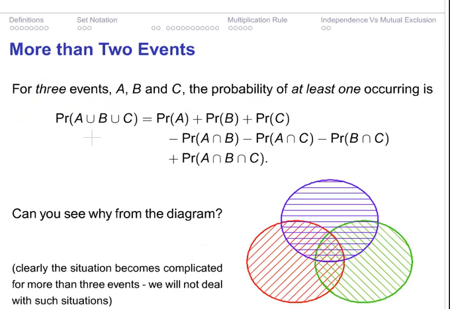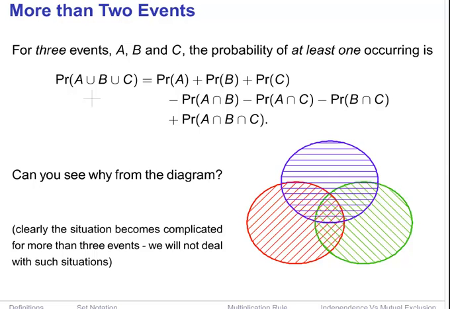Okay, now for more than two events, let's say we have A, B, and C, and we're interested in the probability of at least one occurring. This is a little bit more complicated. Essentially, we are double counting this area here, and this area here, which is what we have to watch out for with regards to double counting, and this area down here as well. Now you notice that the intersection of all three is going to be triple counted, so just be careful about that.